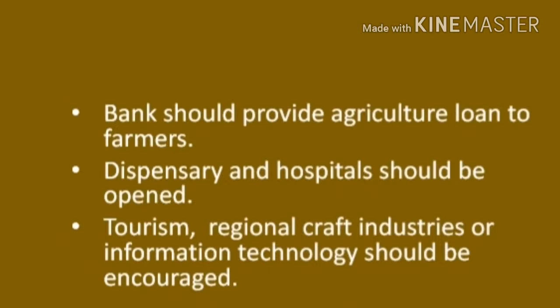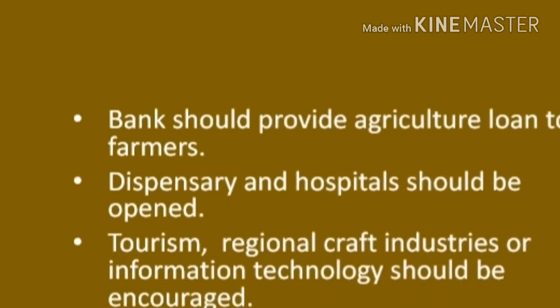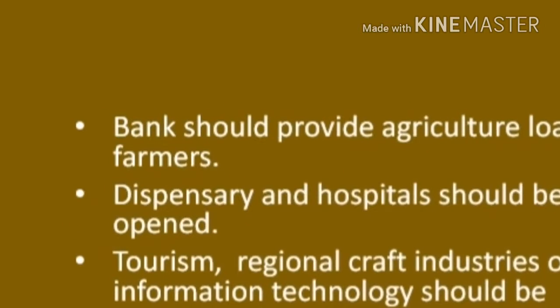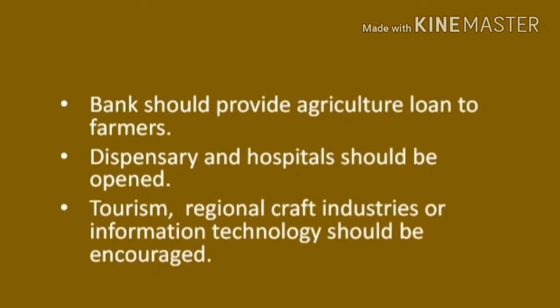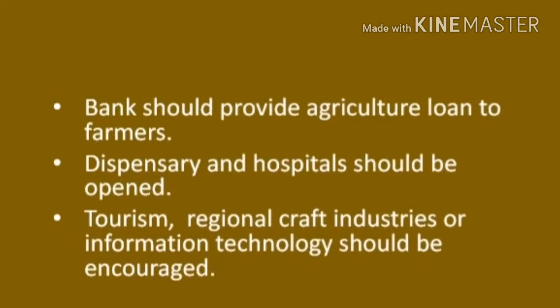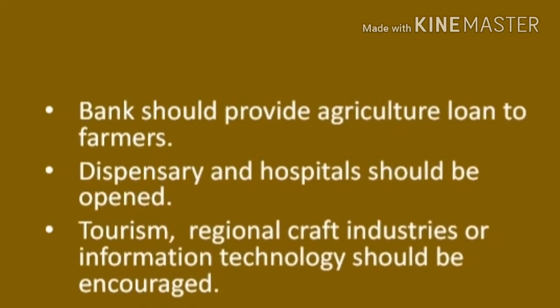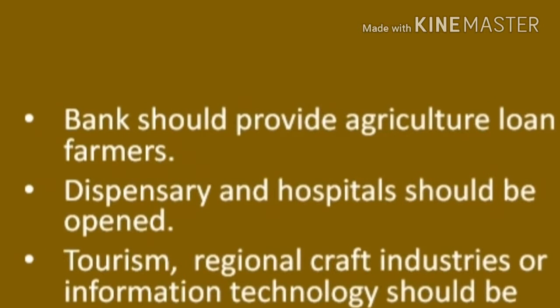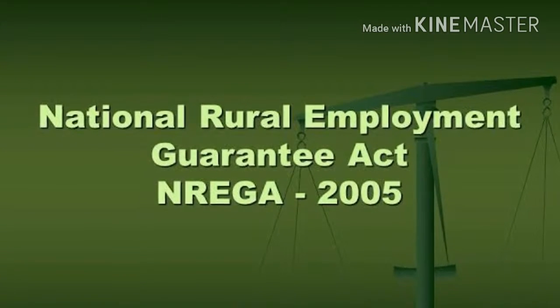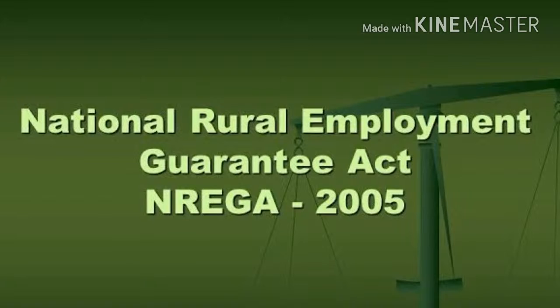Schools should be opened in the rural areas. Health services should be improved in rural areas by opening dispensaries. Tourism, regional craft industry, or information technology should be encouraged by the government to create more employment in the rural areas. The government has implemented the right to work in 200 districts of India.